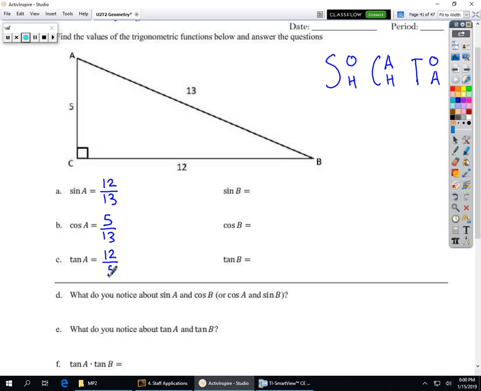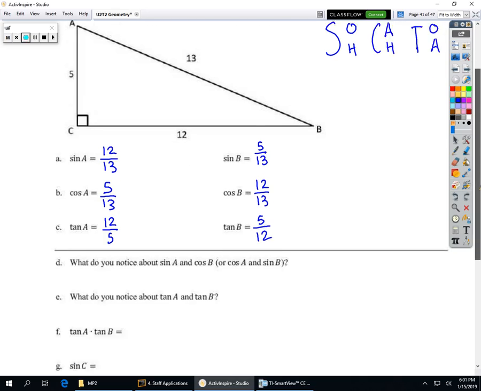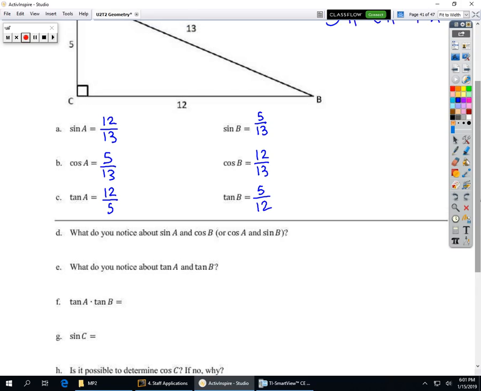What if I'm going from B's perspective? From B's perspective, the opposite is now 5. So sine is opposite over hypotenuse, 5 over 13. Cosine of B, adjacent over hypotenuse, is 12 over 13. And tangent is opposite 5 over adjacent 12, so 5 over 12. All right, not too bad. So what do we notice about sine A and cosine B? Sine A and cosine B are the same. What about cosine A and sine B? They are also the same. They have the same value.